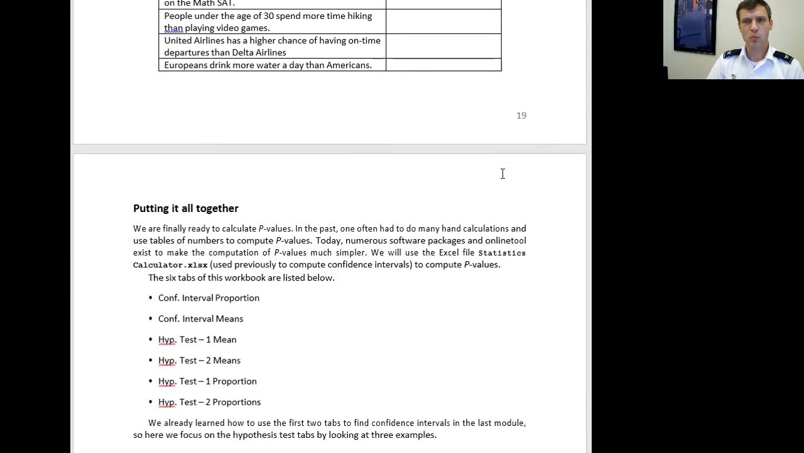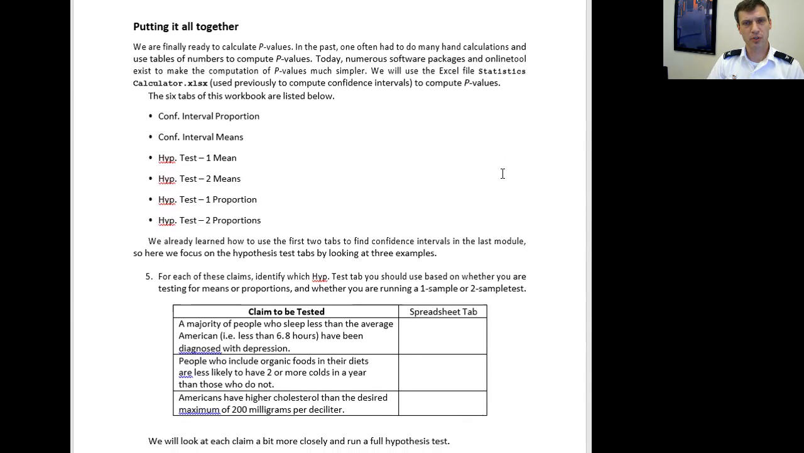All right. So now, once we're able to do that, we're going to try to put it all together and actually use that Excel spreadsheet that we had, that statistics calculator that let us do confidence intervals. We'll use that to compute the p-values. I don't want to do that on a static one-way video, so we're going to pick that up on Monday.